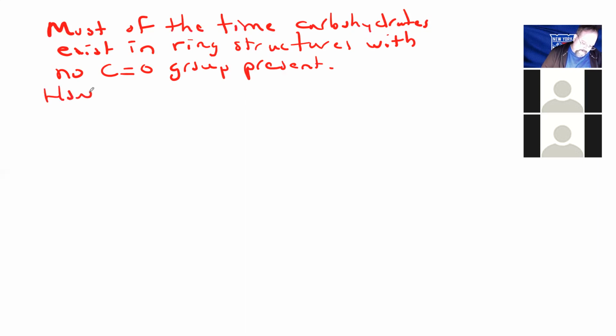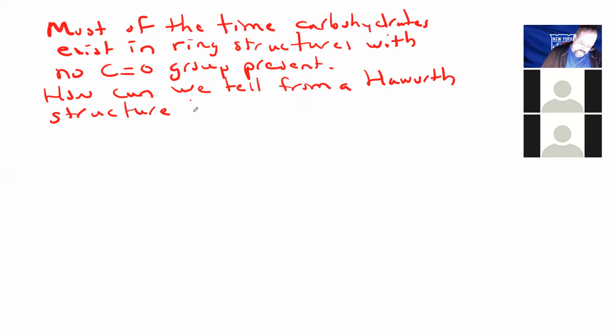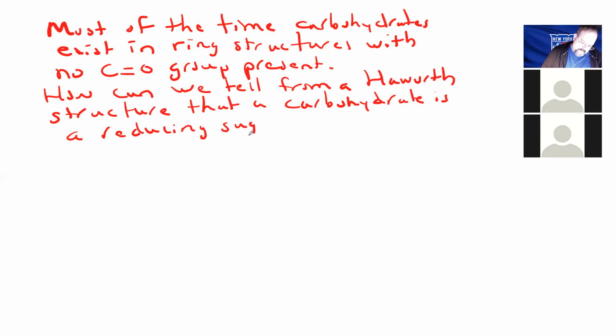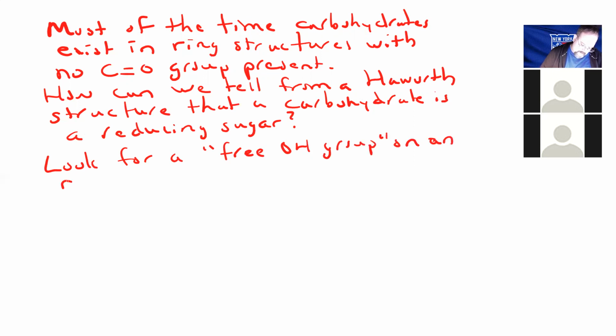So, how can we tell from a Haworth structure, which of course are your ring structures, that a carbohydrate is a reducing sugar? What we do is we look for what is known as a free OH group on an anomeric carbon.